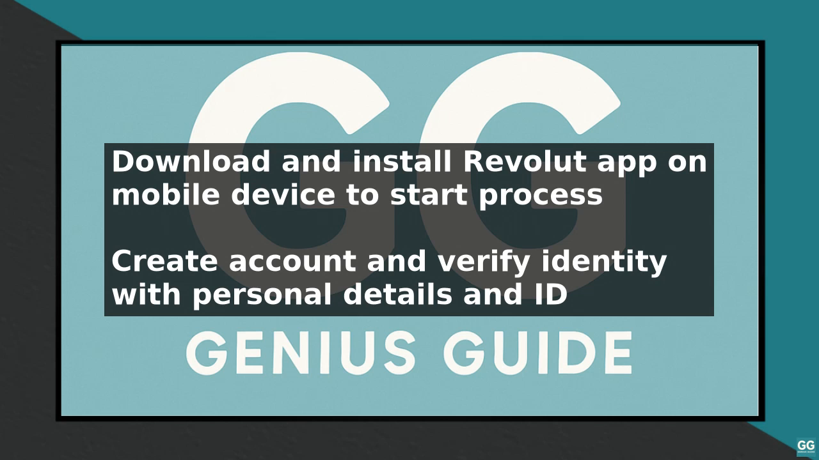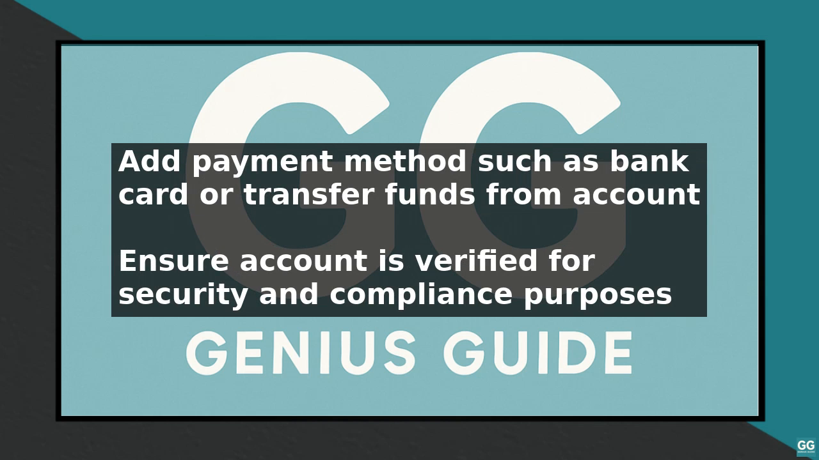To get started, you will need to download and install the Revolut app on your mobile device and create an account. First, you need to verify your identity by providing some personal details and a valid government-issued ID. This is a mandatory step to ensure the security and compliance of your account. Once your account is verified, you can proceed to add a payment method such as a bank card or transfer funds from your bank account.